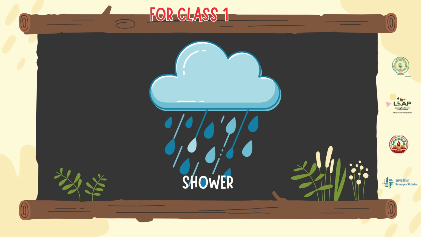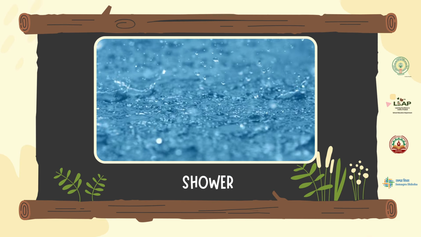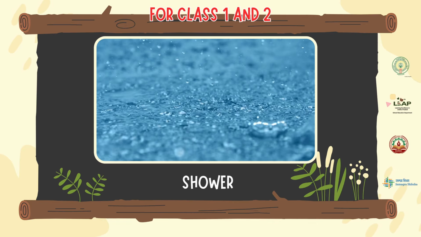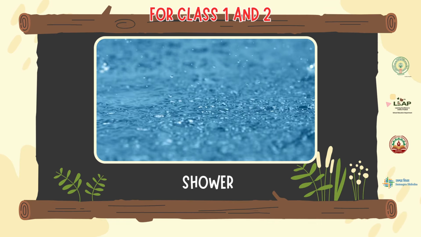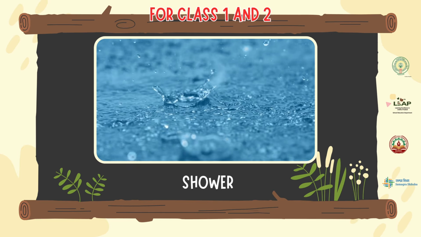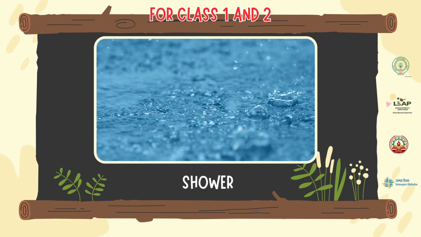The next word is shower. When it rains, what do we call that? A shower. Yes, a shower means rain. Water falling from the sky. Shower means the water falling from the sky. Plants love showers because they get water to drink.